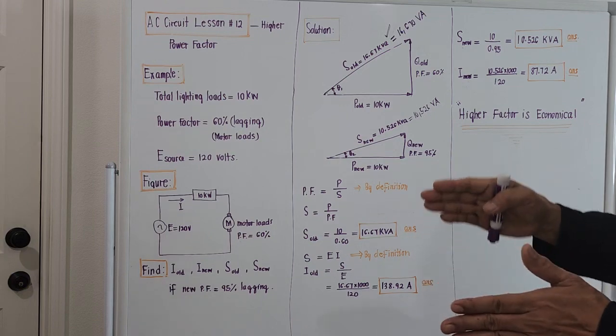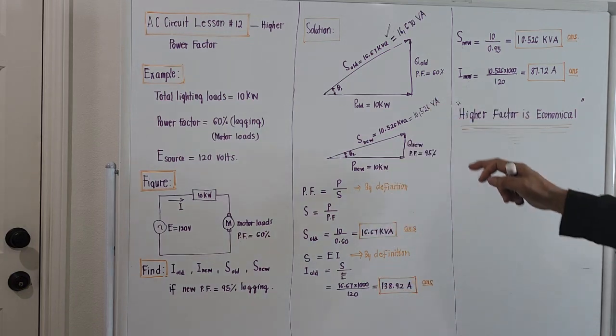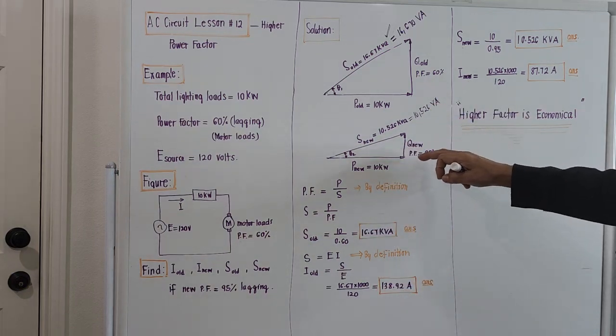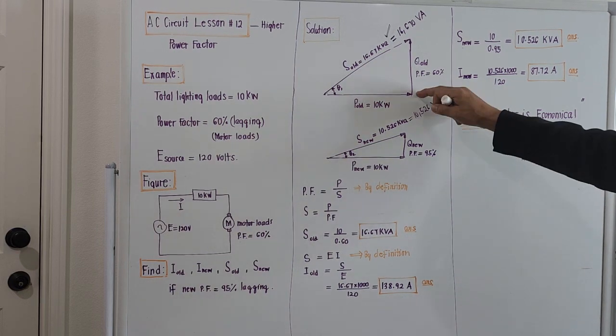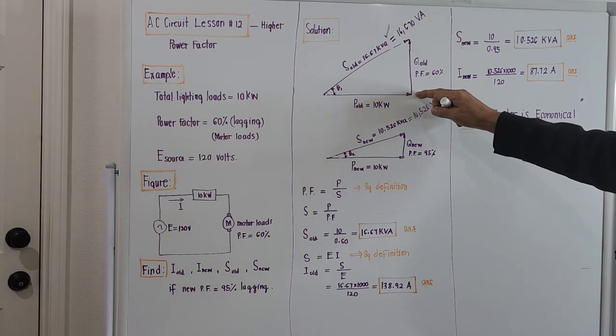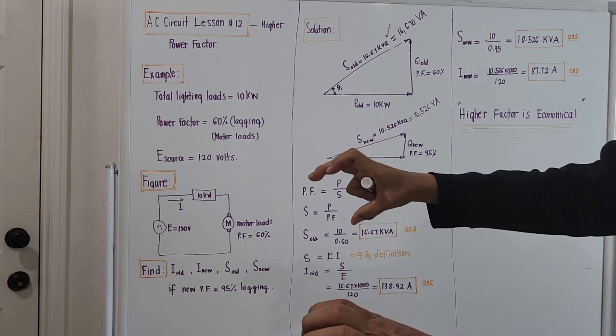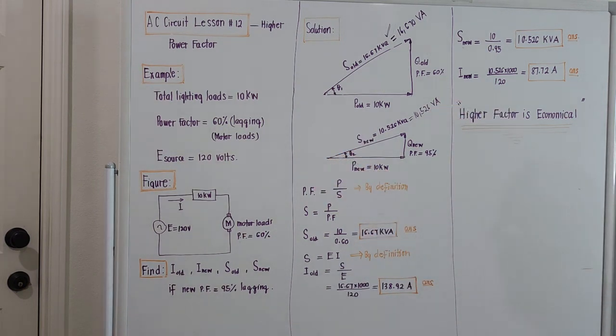To reduce the wastage in energy, we must increase the power factor to 95% by adding a condenser, maybe in parallel with our utility line. Okay, let's proceed with the computation.